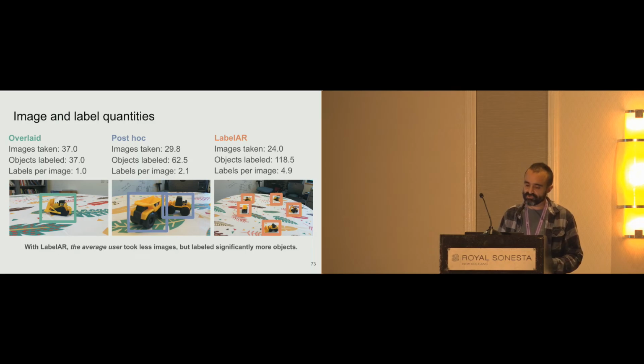So it turns out LabelAR users took more images that included all 5 objects, even though that in particular is not enforced by the interface. This ability to collect more labels in a limited amount of time could partially explain how LabelAR achieves comparable detection performance despite less bounding box accuracy.